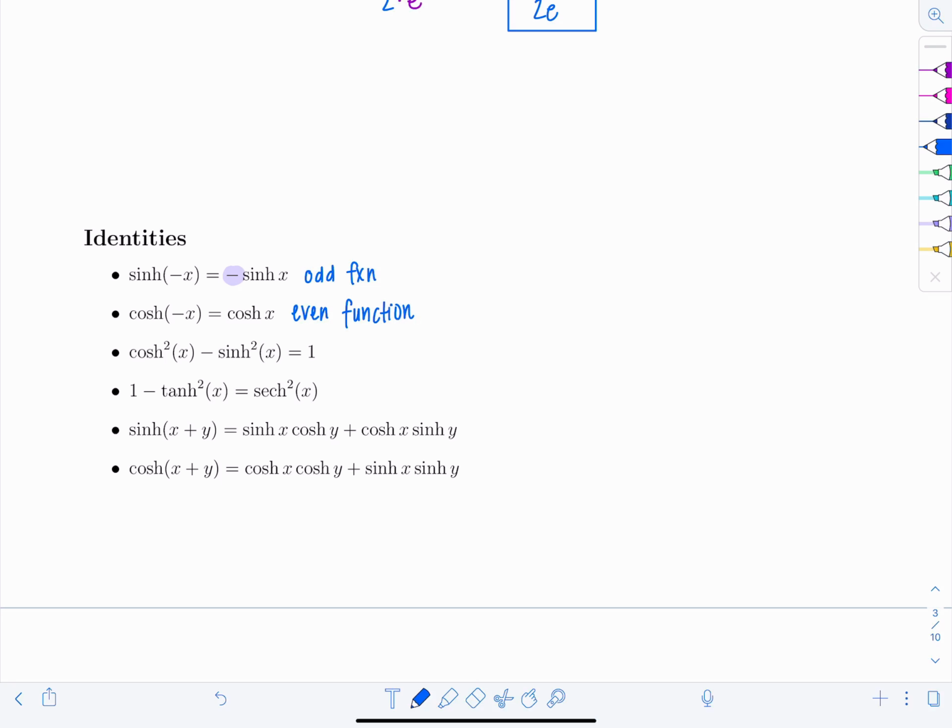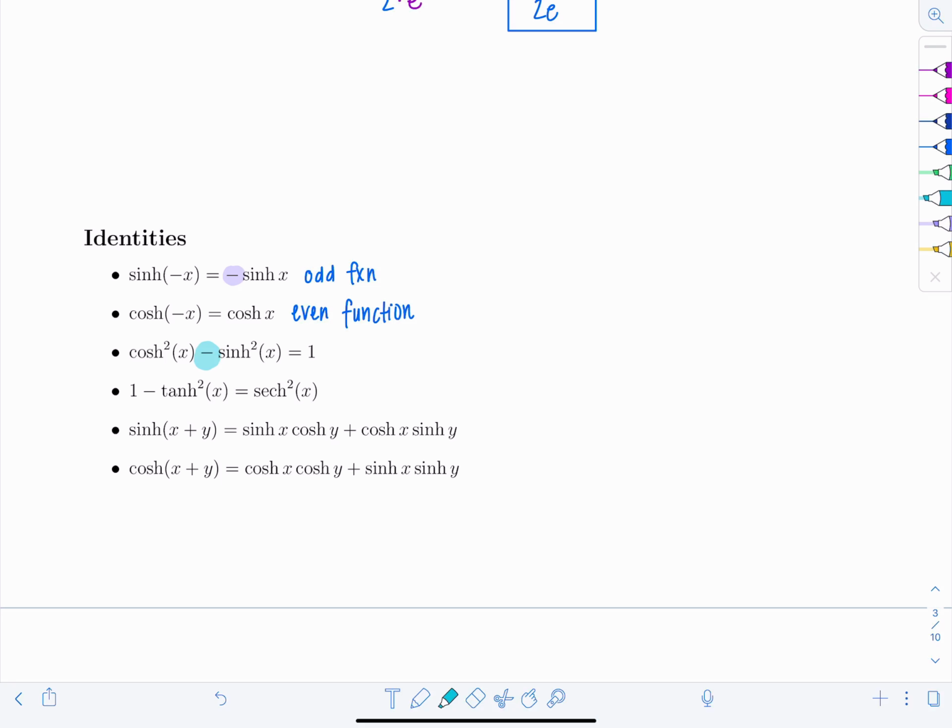And here we basically have cosh squared of x minus sinh squared of x equals 1. But that's because hyperbolas have a minus sign in their equation, right? Either x squared minus y squared equals 1 or y squared minus x squared equals 1. So this should make sense that this identity has a negative sign. Okay, and then you can derive all the rest just by dividing through by either cosh squared of x or sinh squared of x. So we also have 1 minus tanh squared of x equals sech squared of x.